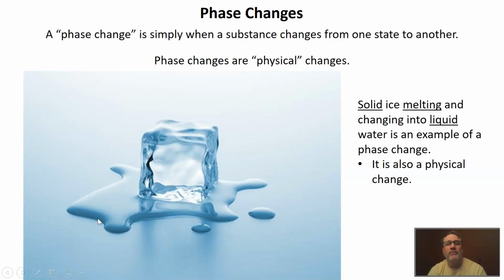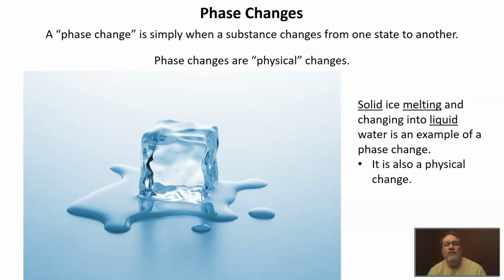All right, so first off, phase changes. A phase change is really a simple idea. A phase change is simply when a substance moves from one state of matter to another. It could be that it's moving from a solid to a liquid. It could mean that it's moving from a liquid to a solid or a gas to a liquid. Any of these changes of state are going to be called phase changes.